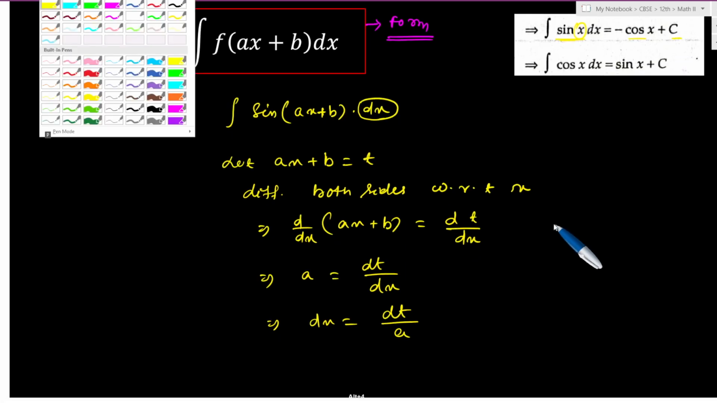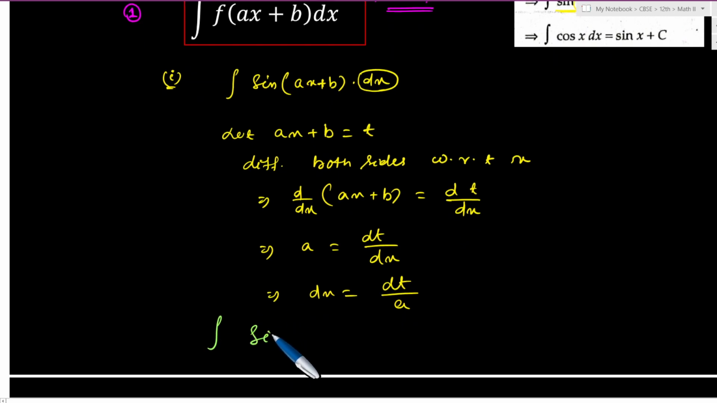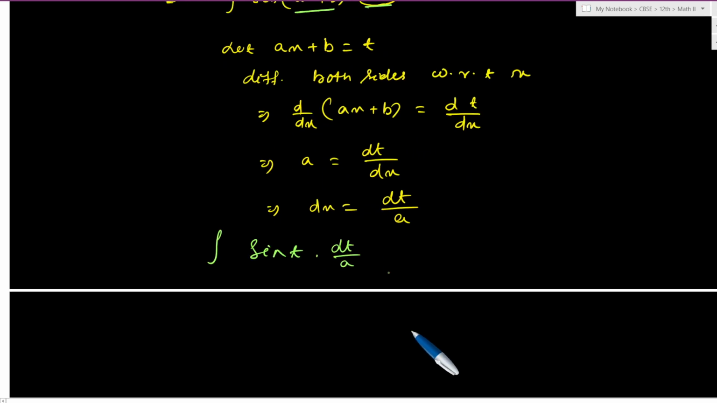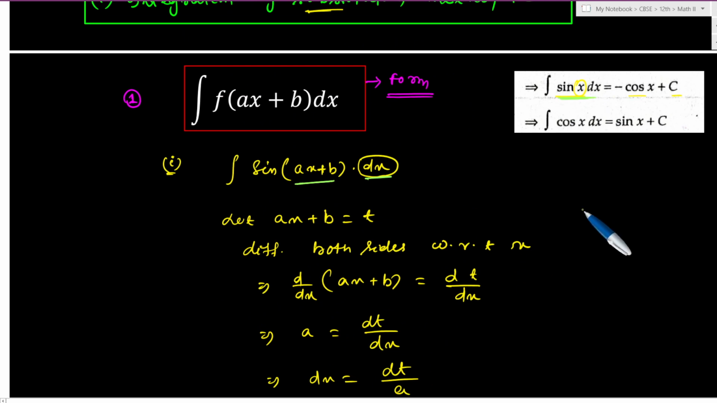So the integration becomes sine of x plus b. In place of x plus b, we have to write t, because x plus b is equal to t. So sine t. And what is the value of dx here? dx is dt by a. A is a constant, so this will come 1 by a. So 1 by a sine t dt. We have to use the formula for sin x dx, here it is sin t dt. The answer will be minus cos x plus c.